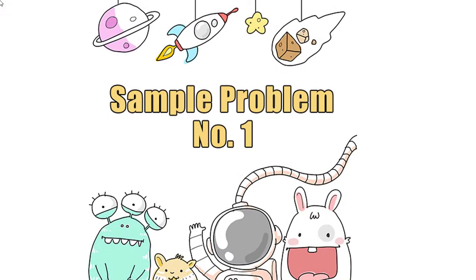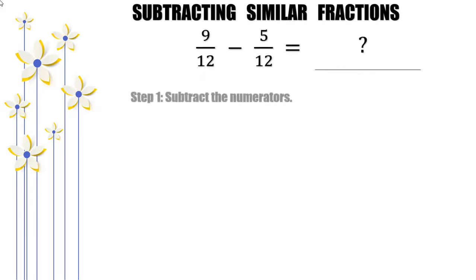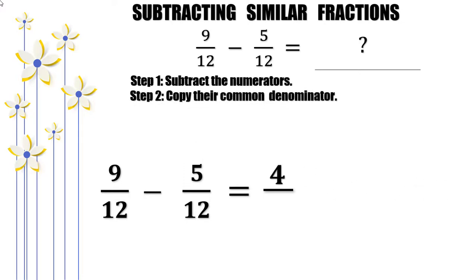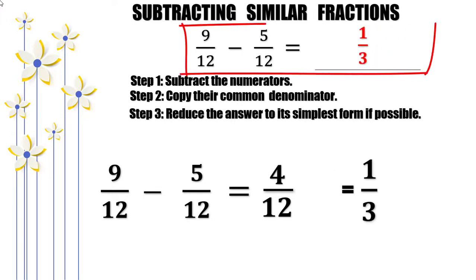Sample problem number 1. 9/12 minus 5/12. First, we subtract the numerators, that is, 9 minus 5. We would have 4 as the answer. Second, we copy the common denominator of the two fractions, which is 12. And lastly, we reduce the answer to its simplest form. Since 4 and 12 are divisible by 4, we divide both numbers by 4. This would give us the final answer, which is 1/3. Therefore, 9/12 minus 5/12 is equal to 1/3.